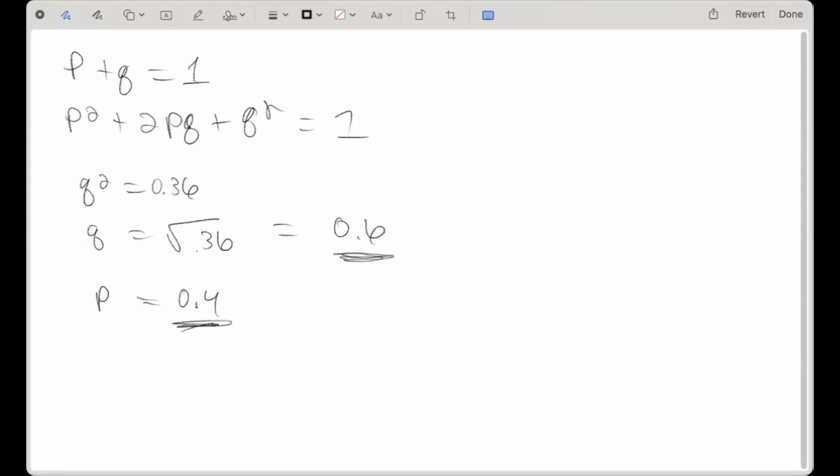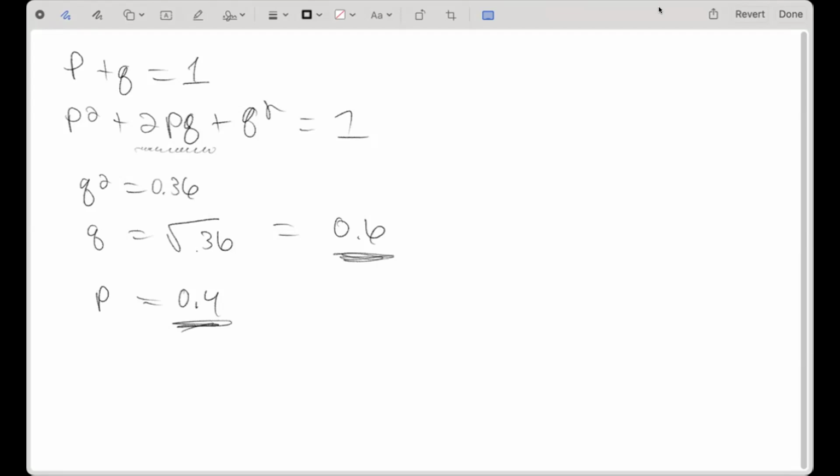So we've just now figured out the expected values of those two alleles, right? 0.6 and 0.4. Now, the question, you may recall, asked for the expected frequency of heterozygotes. Recall this portion right here represents the expected frequency of heterozygotes. So we have p, we have q.